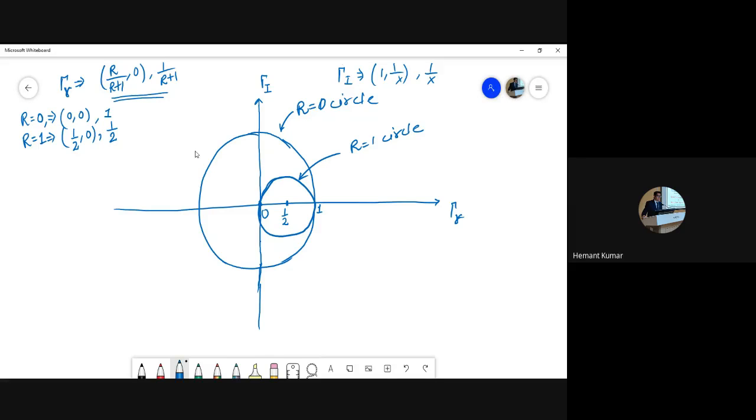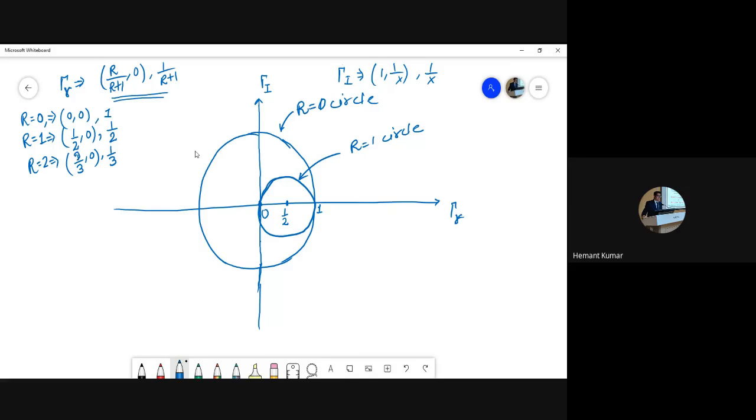Now plot the R is equal to two circle. If you take R is equal to 2, what will happen? It will become 1 by 3 comma 0 and the radius will be 1 by 3. 1 by 3 will be at somewhere here, right?